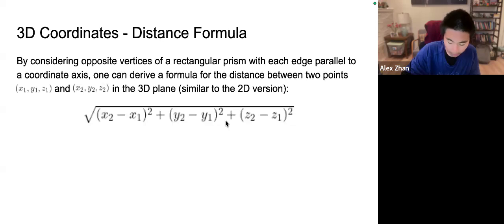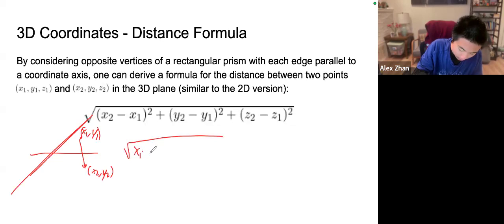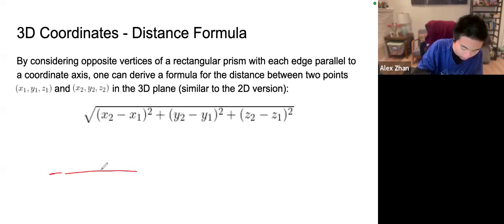So next, let's talk about the distance formula. The 2D distance formula in a 2D plane looks like this. You have x1, y1 and x2, y2. Then the distance is the square root of (x1 minus x2) squared plus (y1 minus y2) squared. So this is for the 2D plane. Then what about the 3D plane?